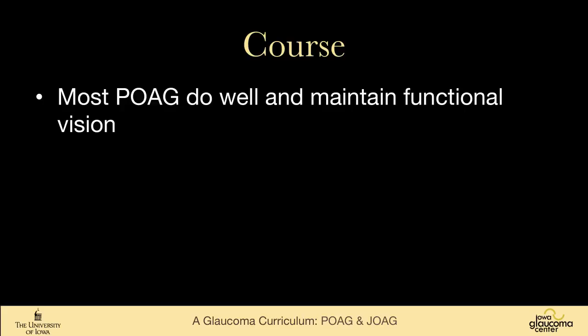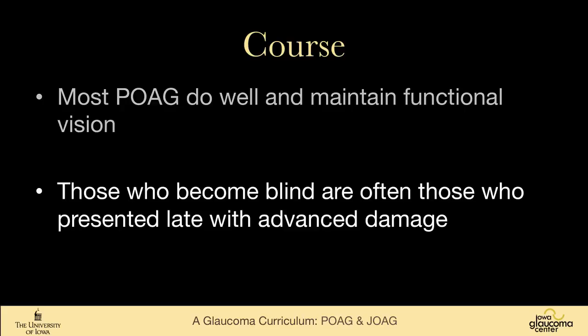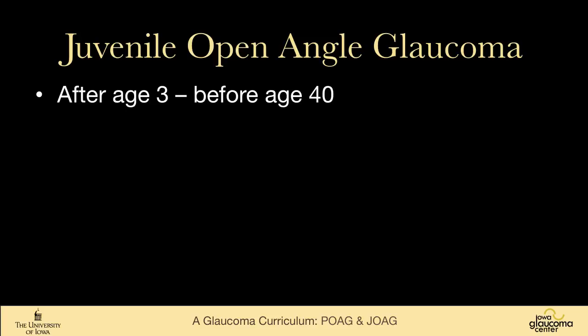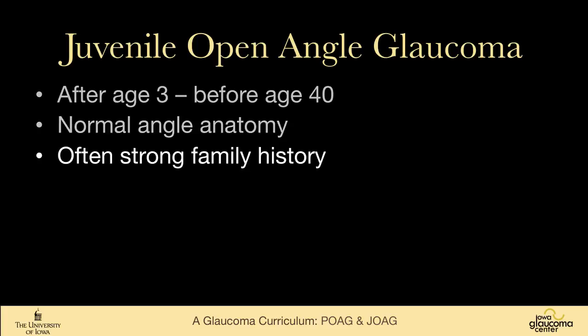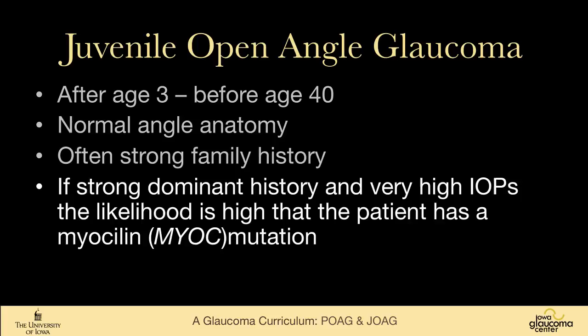Most people with primary open-angle glaucoma do well and maintain functional vision throughout their life, and those who do go on to blindness are often those who presented late with advanced damage. A special case is juvenile open-angle glaucoma. Those are individuals who develop glaucoma between the age of 3, which is the endpoint for primary congenital glaucoma because the eye stops growing in response to pressure at around age 3, and up to age 40. They have normal angle anatomy and often a very strong family history of glaucoma.